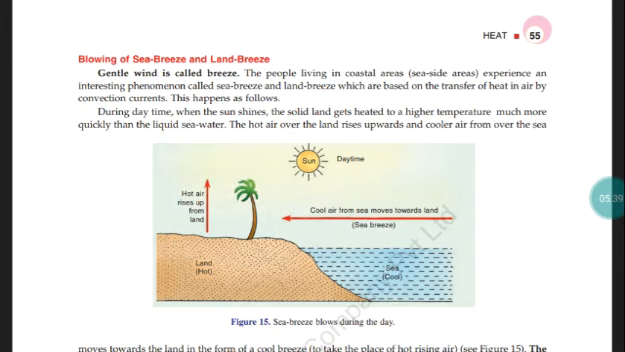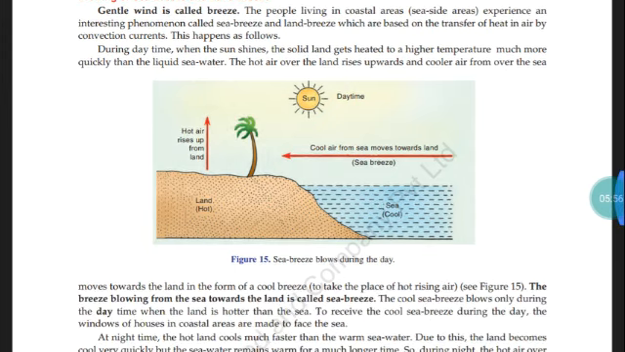Breeze is a gentle wind. Sea breeze and land breeze do not occur everywhere. They occur in coastal areas, where there are seas or oceans. Examples are Mumbai, Chennai, and all these places.